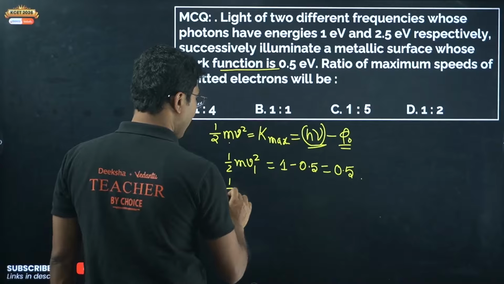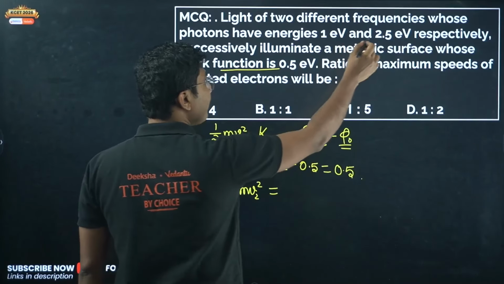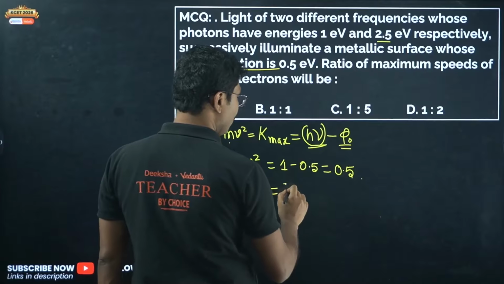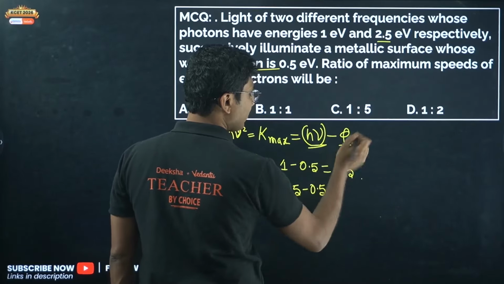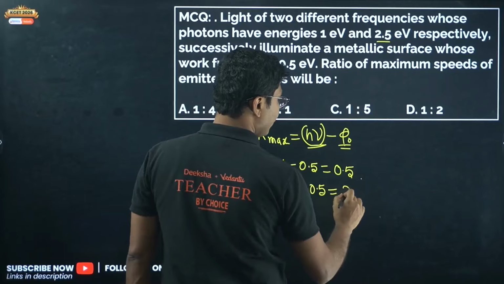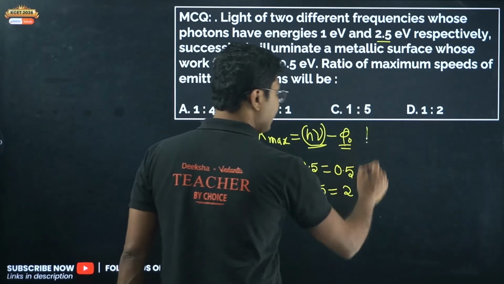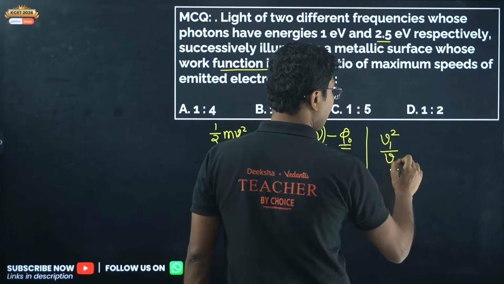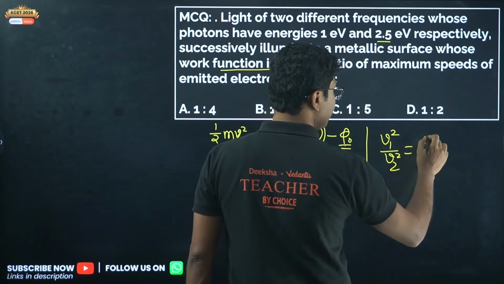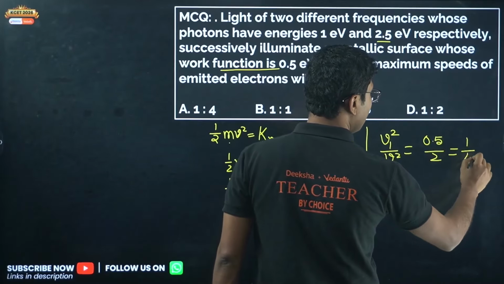What about half m v2 square? For v2 the energy is 2.5 and it is minus 0.5. Threshold frequency is the same, so it should be 2. Now you have to find the ratio of these two. So the ratio is v1 square by v2 square, and that equals 0.5 by 2, that is 1 by 4.